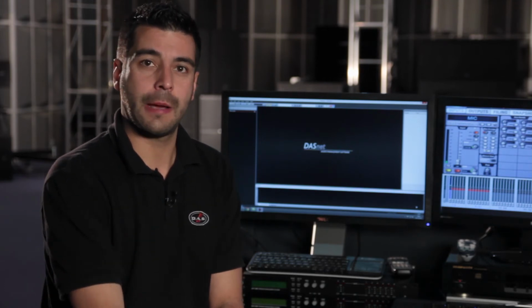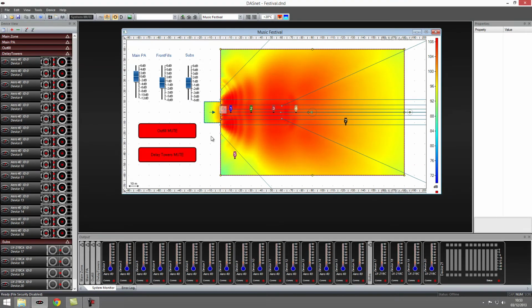The second example is a live event, specifically a festival. We had to take into account several factors, but the most important was to control noise pollution as much as possible. This was a 24-hour festival with a residential area near the venue.